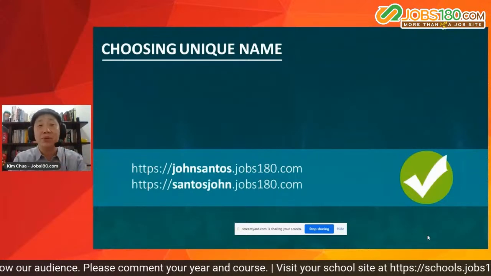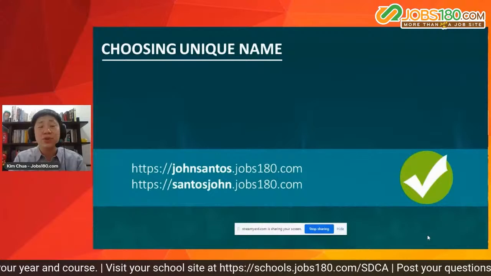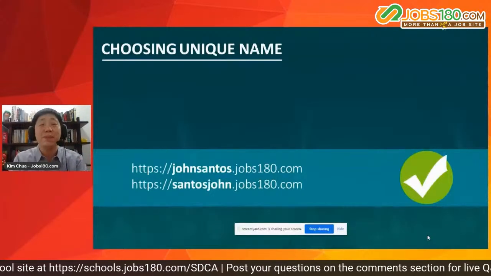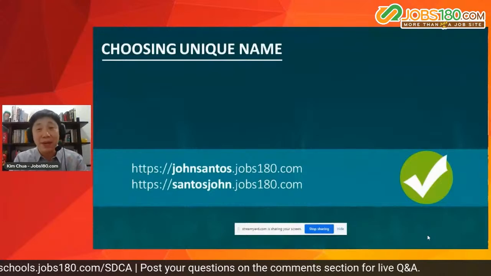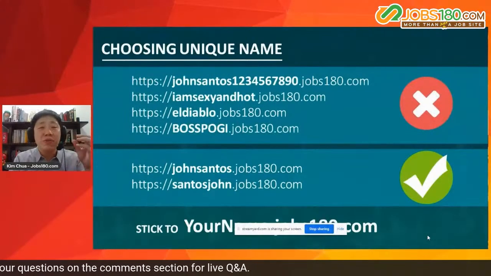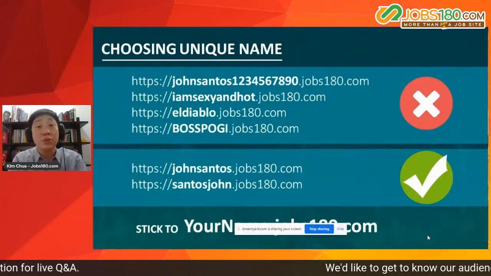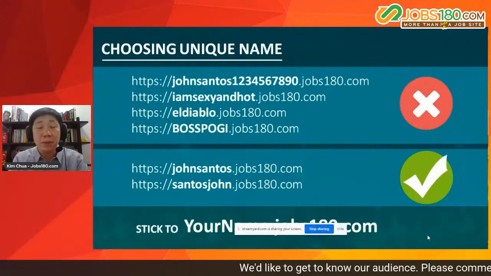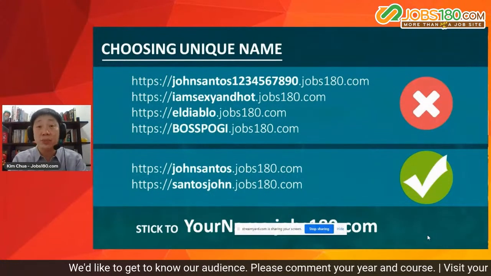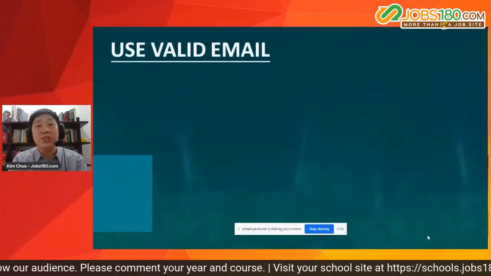You can reverse it. Make it santosjohn.jobs180.com, or J Santos, or Santos J, or JS, or SJ. It depends on what you want to do. What's important is that you don't have a namesake, that nobody has the same link as you. Now, when you do this, don't overdo it. Do not create over-creative resume links because it doesn't look professional. Imagine submitting to a company with a resume link that says eljablo.jobs180.com. That doesn't look professional. Now, when you register, please use a valid email.